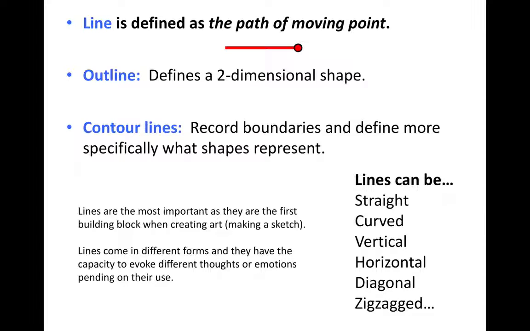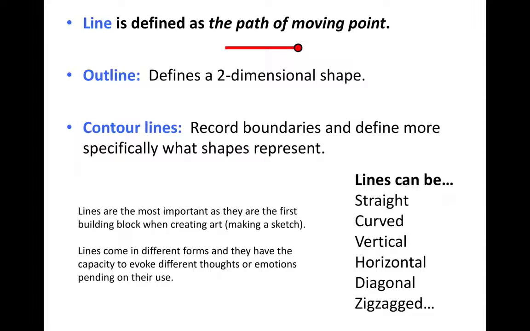Then I want to examine the term of outline, and it's defining a two-dimensional shape. We'll see more about outlines later. Contour lines. This is also getting in the boundary of an outline, but like it says, it records a boundary, and it defines more specifically what that shape represents. We can have inner contour lines, besides just those outer edges, and we'll examine cross contour lines in a little bit. I do want to point out that lines are the most important, as they are the first building block when creating a work of art.